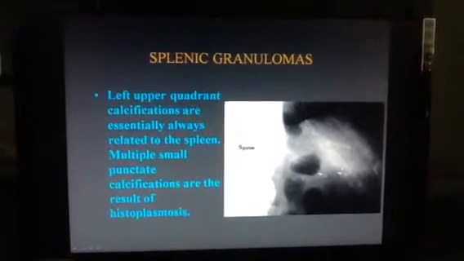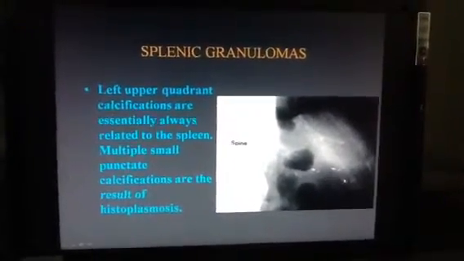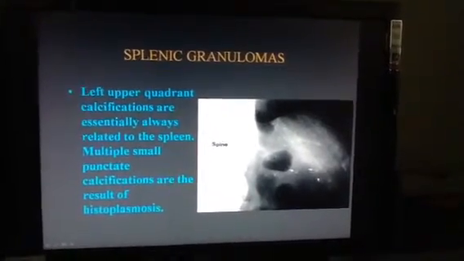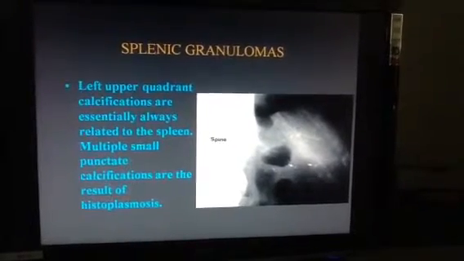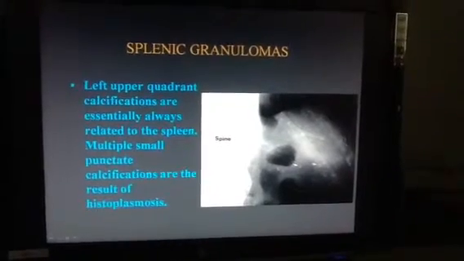Most common cause for granulomas in the case of the spleen is what? Histoplasmosis. Not that it couldn't be coccidioidomycosis, but usually histo. If the calcifications are in the liver, what's the most common cause? TB. So TB for liver and histo for spleen.